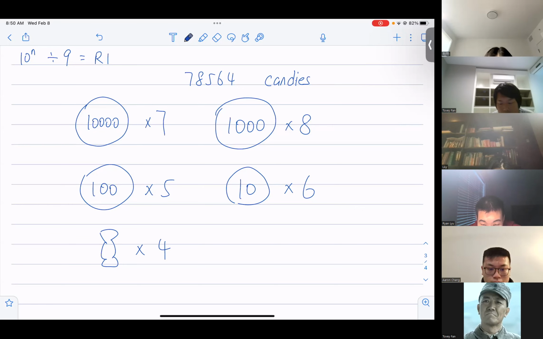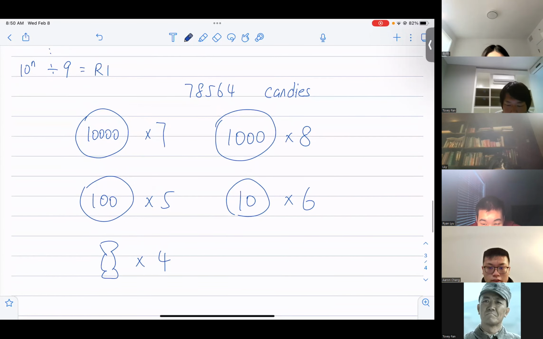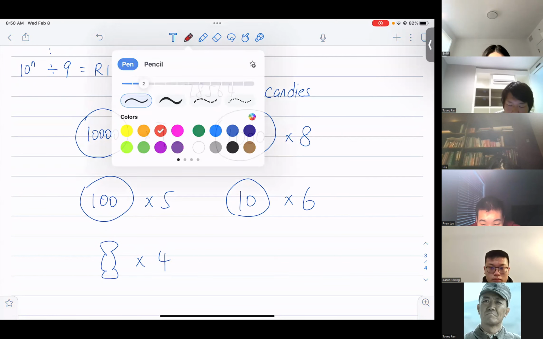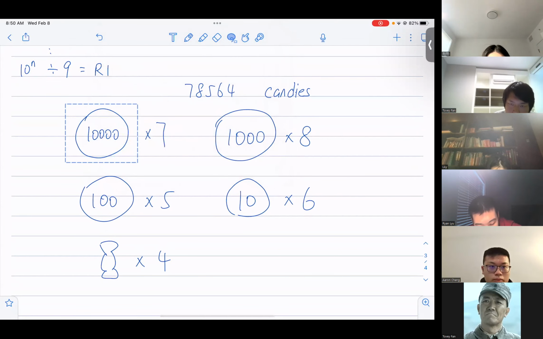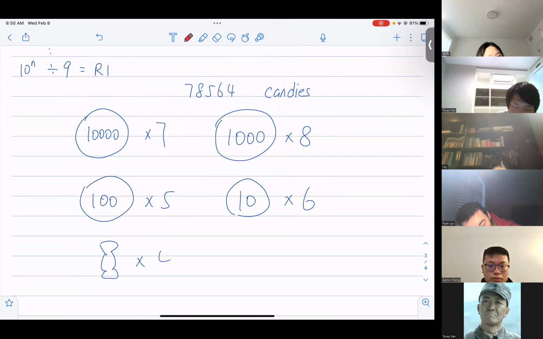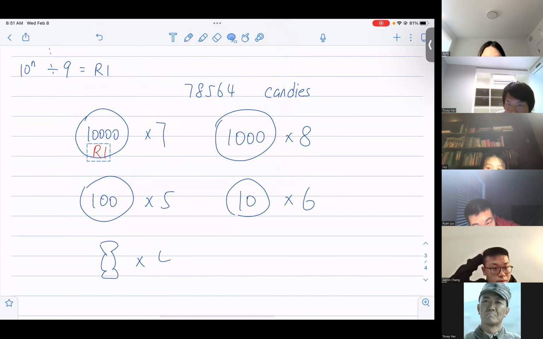I'm going to divide all of them among 9 people. Now let's think about what happens if you divide them. If you divide a pile, remember, if you divide 10,000 by 9, the remainder is 1, right? That means each person gets 1,111 candies, and there's 1 candy left. The remainder is 1, right? So divide this by 9, the remainder is 1. Does that make sense to everyone?